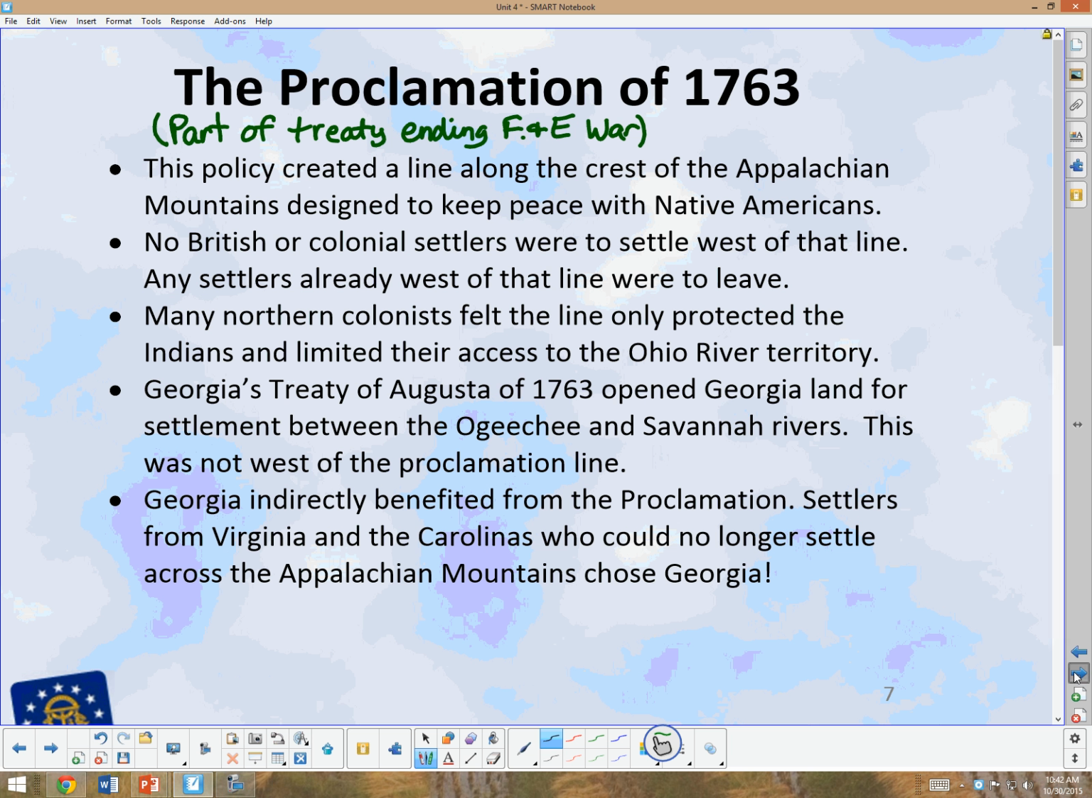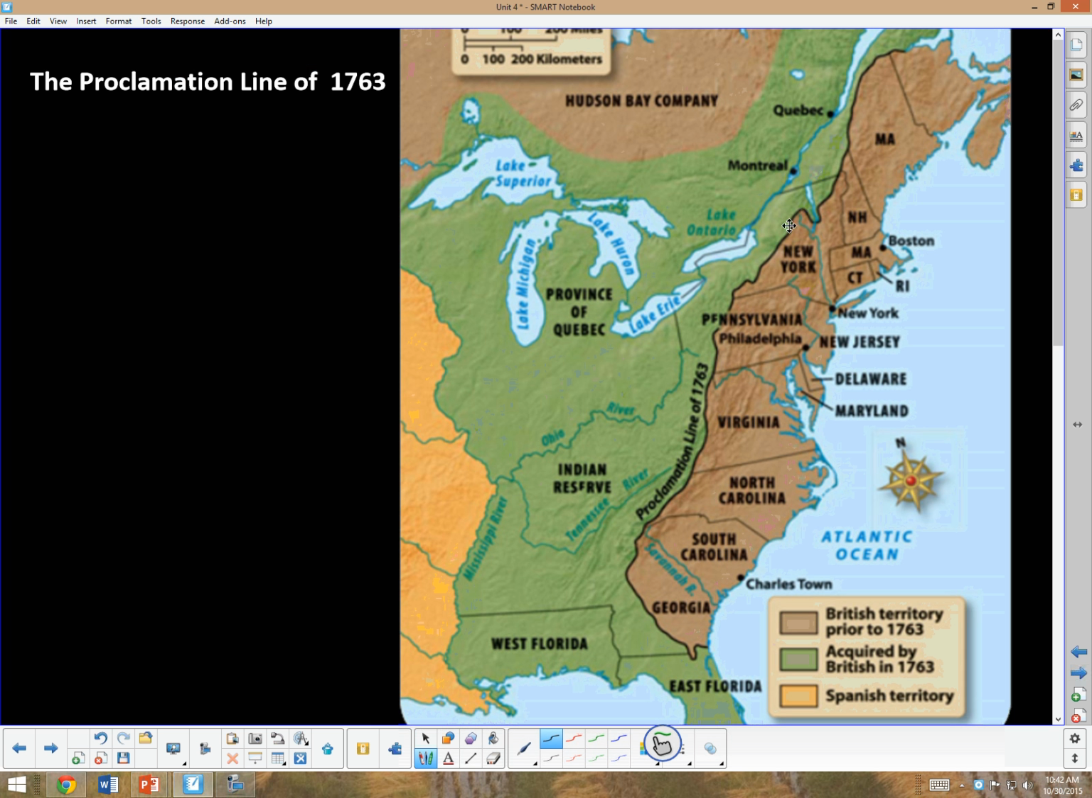Let's take a look at the map. So here is the proclamation line. The reason the northern colonies really didn't like it is because as a result of the French and Indian War, the British now controlled all of this land. However, they made a deal that colonists could not move west of it.